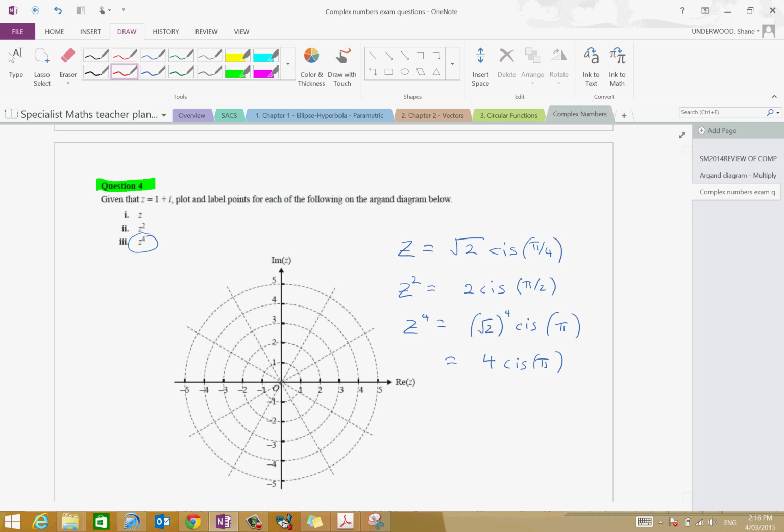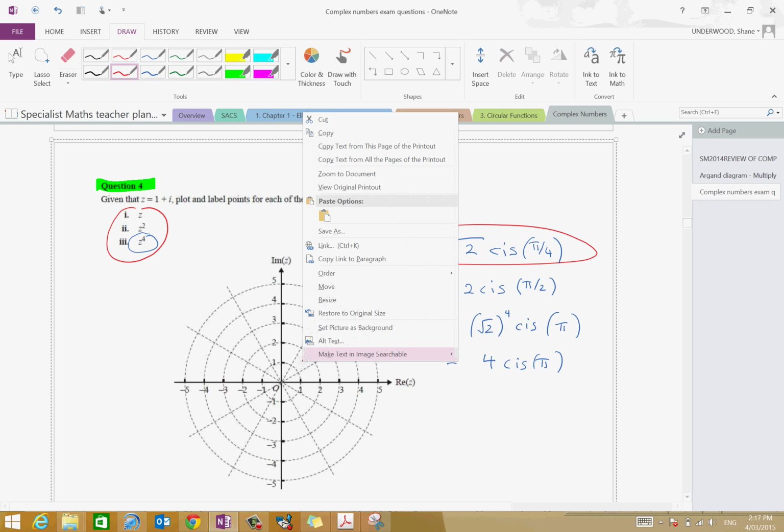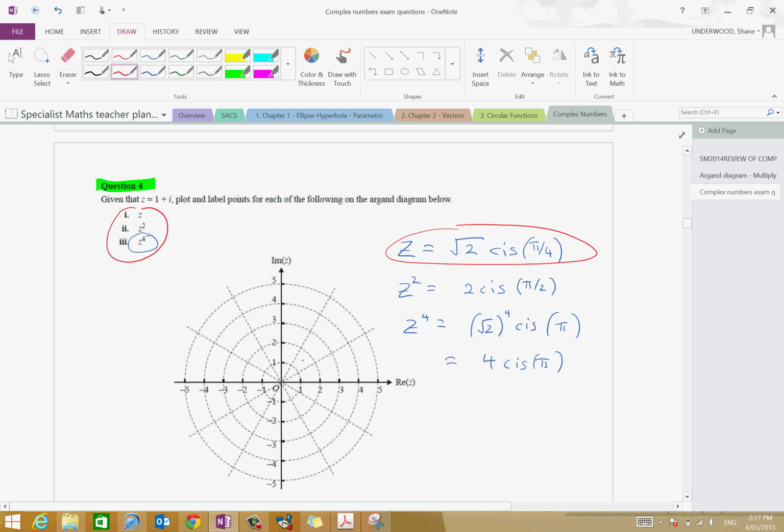So the question's worth 1 mark each. Each one of these is worth 1 mark. So we've got to plot z, z squared and z to the power of 4. So z has a modulus of root 2. Now you've got to understand that root 2 is somewhere between that and it's an angle of pi on 4. So I'm going to say maybe around about here. Is that okay? All right, and then all you have to do is just mark that and say that that's z there. You'll get your mark for that.